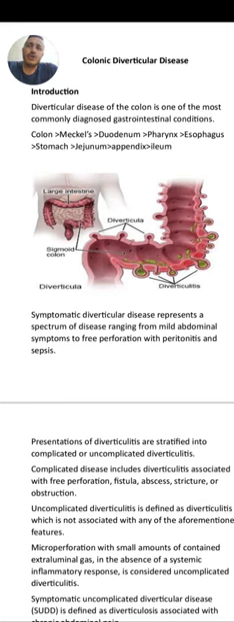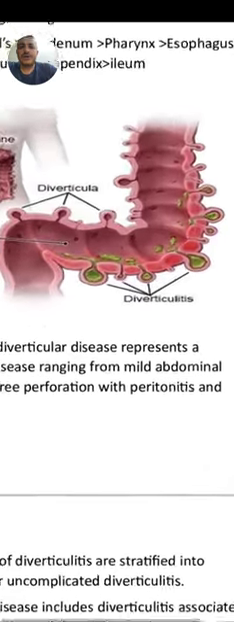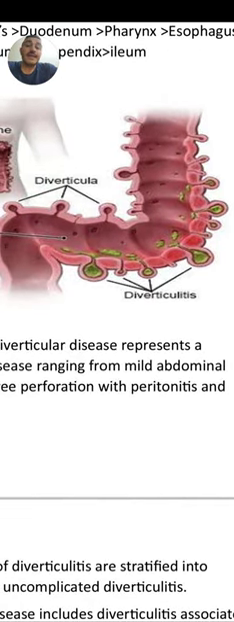Actually, the diverticulum, as you know, is an outpouching or herniation of part of the bowel wall through a weak point. As you see in the picture here, it can happen at any site in the GI tract, from the esophagus to the last part of the sigmoid. Actually, the most common location is the colon, which is the subject of our lecture today.